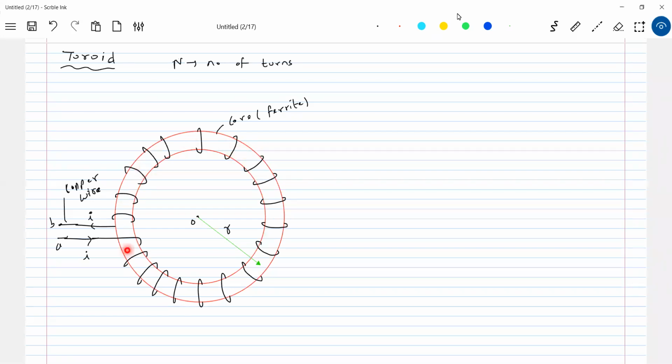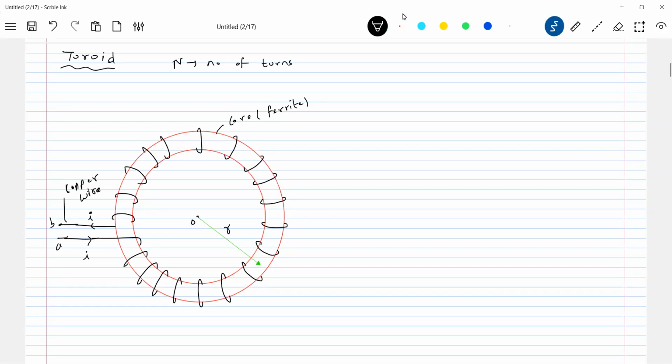Again, just assume a ring, a bangle, girls. Let it be made up of iron. Give an insulating coating on it. Then wind copper wire on it, and between the turns there is insulation. This is actually the basic construction of the toroid. Now we have to get an expression for the field, where the field will be present only in this region.